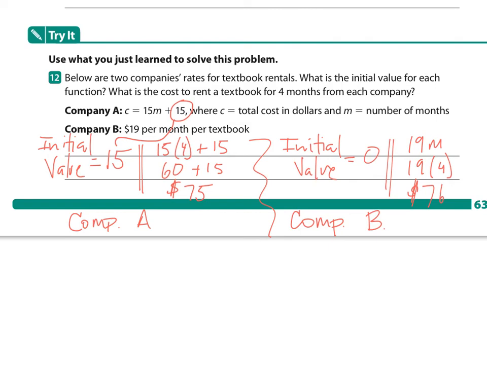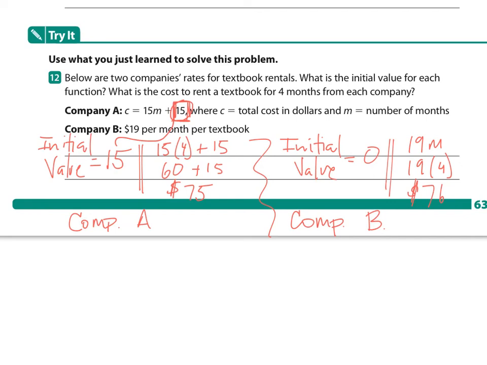Okay, welcome back. Here you go. So here are our initial values. I'm assuming you all would have done well on Company A with an initial value of 15. I put a circle around it, it's really this 15 here. It's not the 15 that has M, because that's talking about our rate of change. I didn't have an initial value for Company B, because it's just, hey, you just pay $19 per month. There are no other fees or anything else that you would pay. So no initial value there.